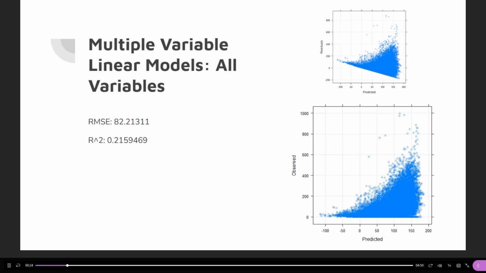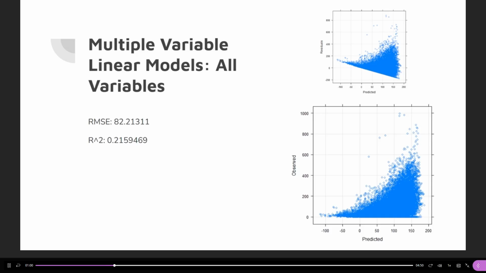The first multivariable linear regression model uses all the predictors against the pollution class. The results of the model are the following. The root mean square error is 82.21, and the R-squared statistic is 0.22. The lower right image shows the predicted values of the pollution versus the observed values. The scatterplot's results show a solid triangle. The upper right chart shows the same shape, but with the residuals versus the predicted values.